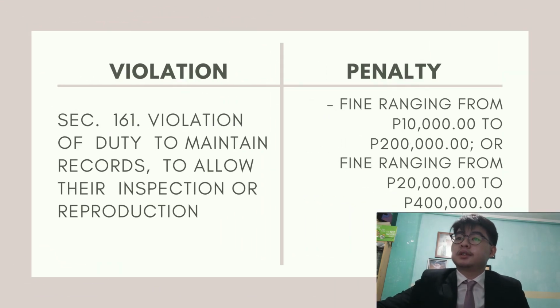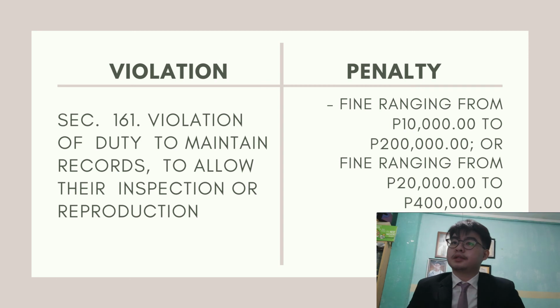Section 161. Violation of duty to maintain records to allow their inspection or reproduction. The unjustified failure or refusal by the corporation or by those responsible for keeping and maintaining corporate records to comply with Section 45, which is the adoption of bylaws, Section 73, which is the books of the corporation to be kept at the principal office, Section 92, list of members and proxies and place of meetings, Section 128, records in lieu of meeting for OPC, Section 177, for reportorial requirements of corporation.